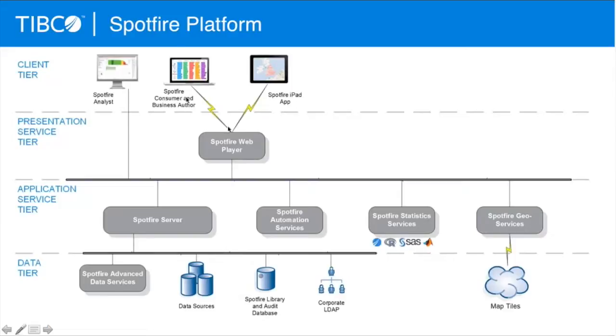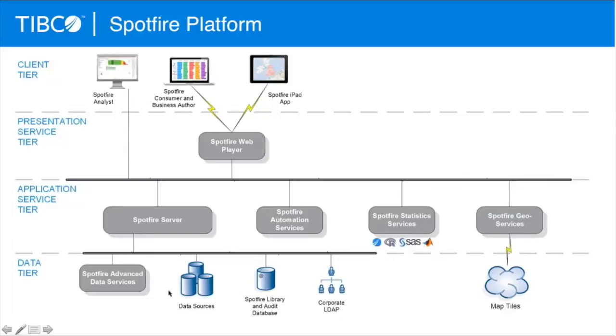Now, these couple of web apps fed by the Spotfire Web Player server on the presentation layer, service layer. And then we have a variety of services on the back end. The Spotfire server, which you'll see in action today, that manages artifacts like the Spotfire templates, data functions, connections to the databases, our automation application, you'll see a little bit of that, our statistics services, our runtime R engine, and our geolocation services. This is our application service tier.